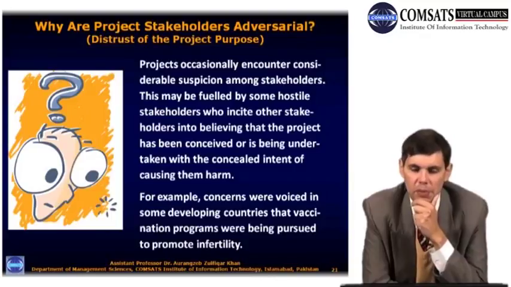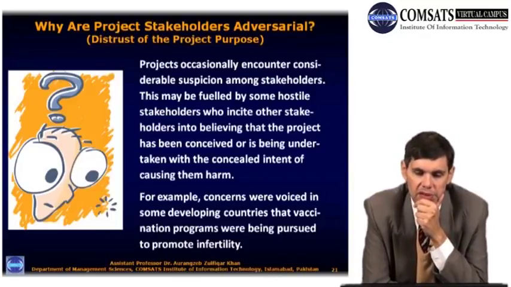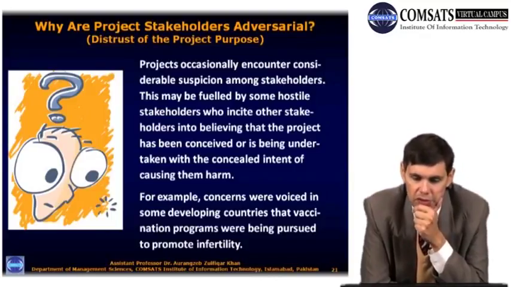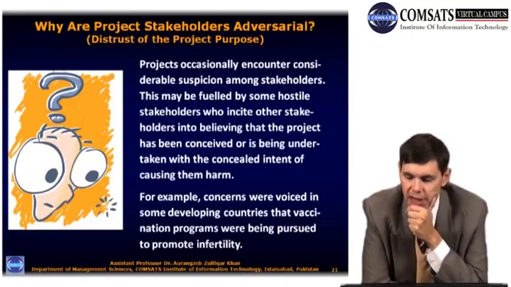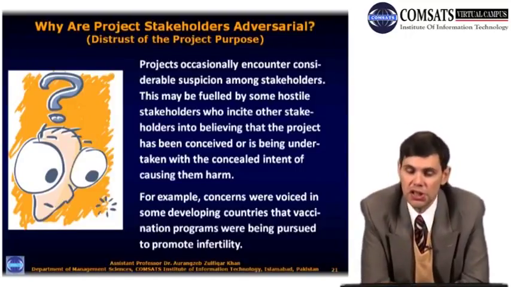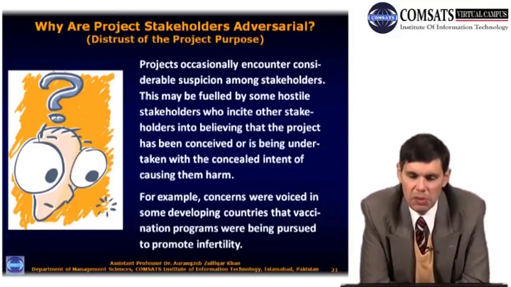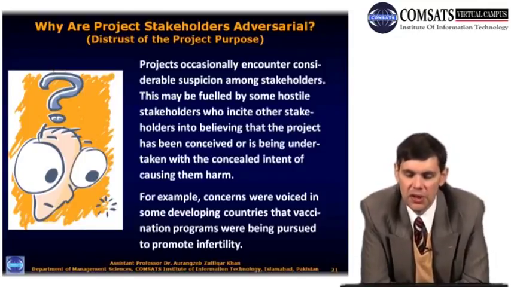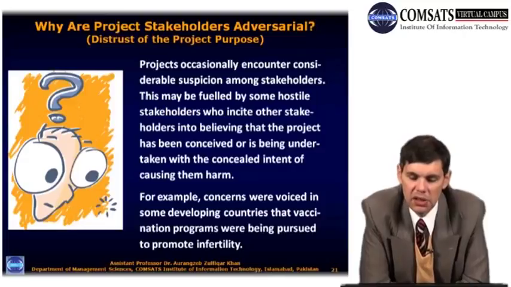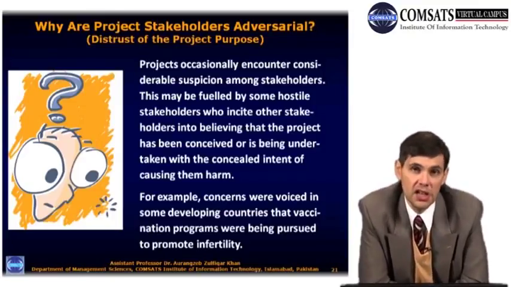Distrust of the project purpose is another reason why stakeholders could be adversarial, the element of distrust. Projects occasionally encounter considerable suspicion among stakeholders. This may be fueled by some hostile stakeholders who incite other stakeholders into believing that the project has been conceived or is being undertaken with the concealed intent of causing them harm. For example, concerns were voiced in some developing countries that vaccination programs were being pursued to promote infertility.